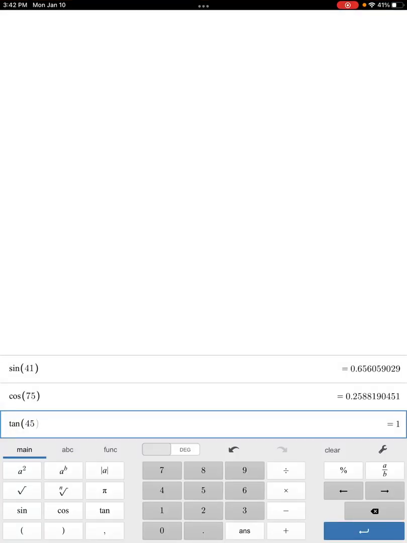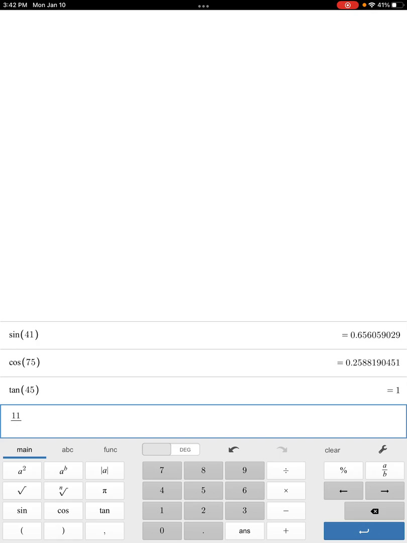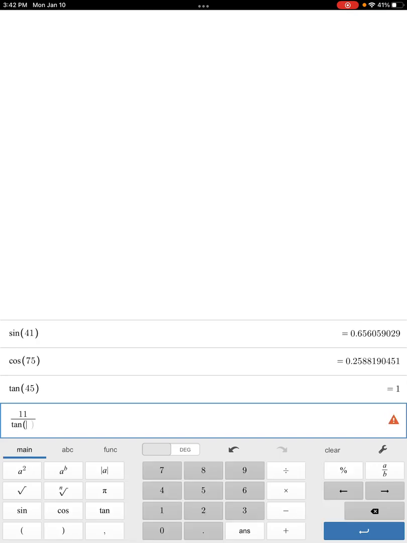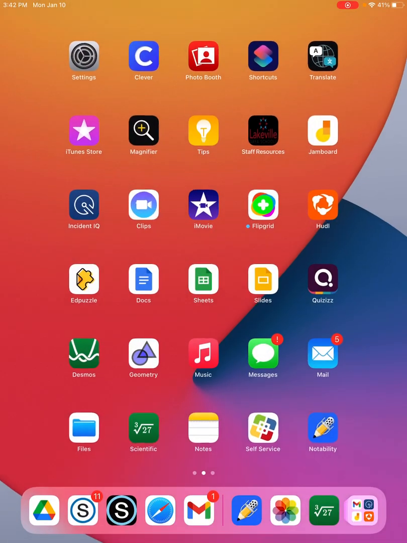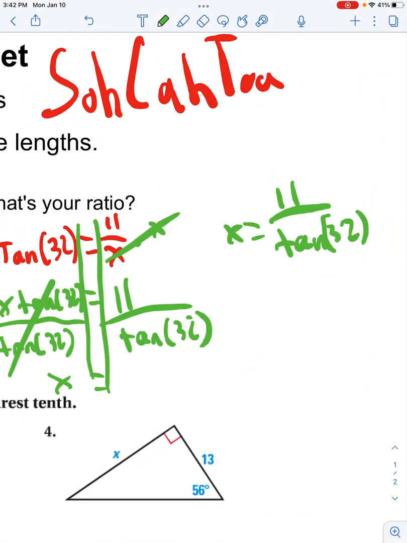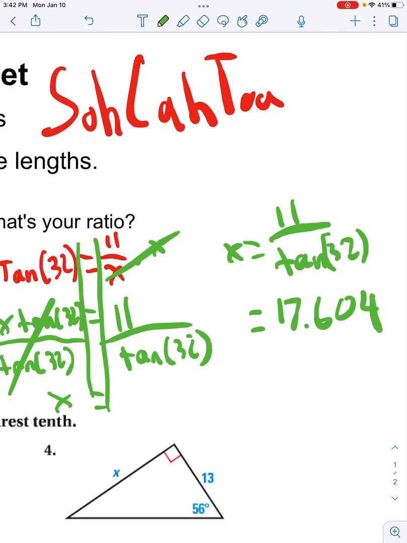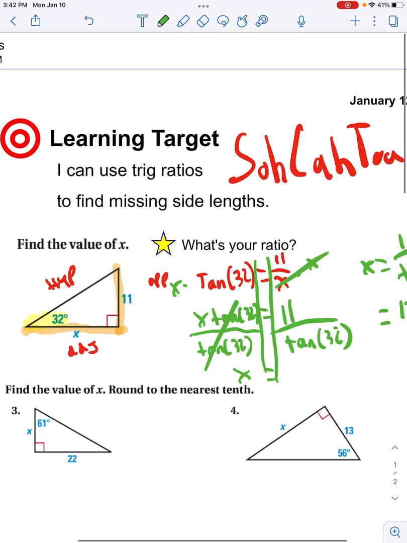If I was using my calculator, I would say 11 divided by tangent 32, and I get 17.604. So the missing side length is 17.604, in whatever units we had.